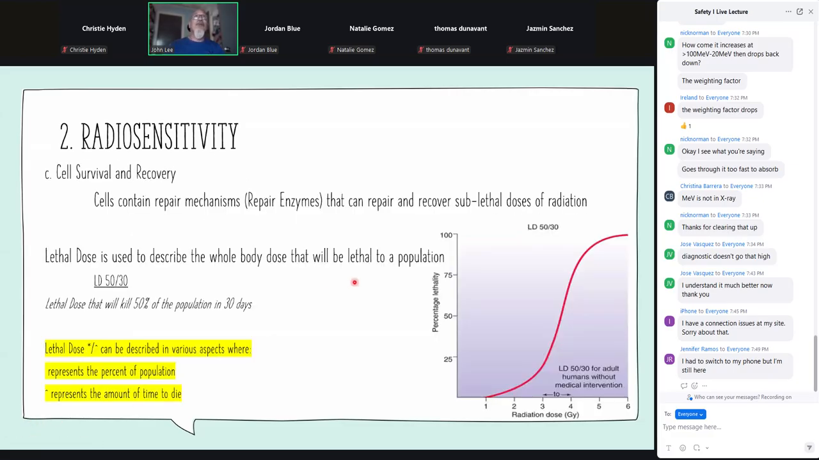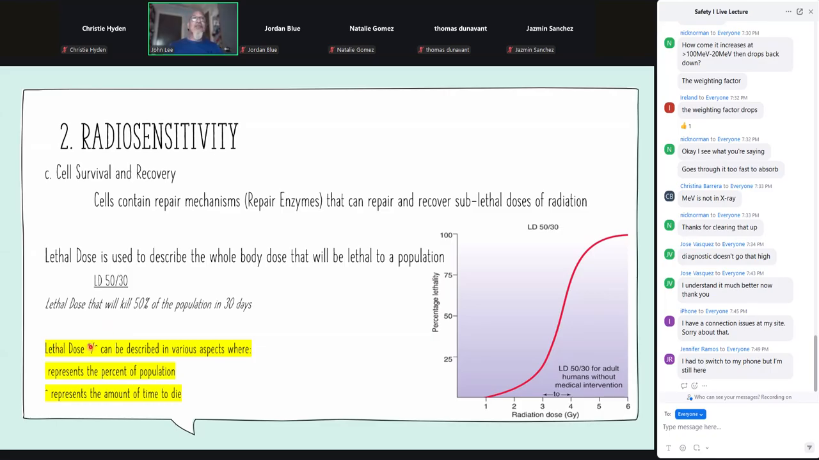Cell survival and recovery. The repair enzymes can repair and recover from sublethal doses of radiation. The lethal dose, of course, is used to describe the whole body dose that will be lethal to a population. There are two factors here. They're broken down in yellow. So the phrase LD 50/30 stands for the lethal dose that will kill 50% of the population within 30 days.